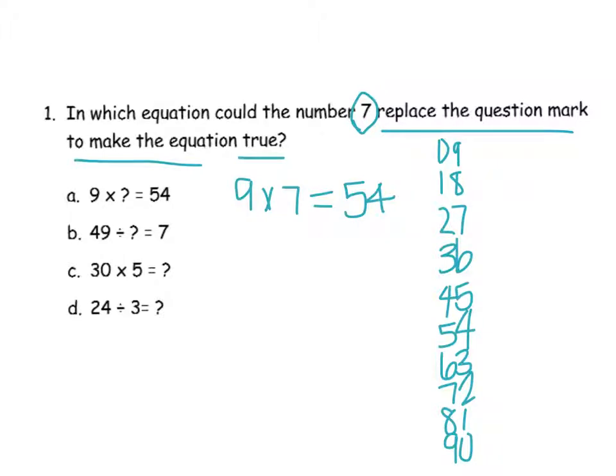So now we need to count by 9 7 times. 1, 2, 3, 4, 5, 6, 7. 7 times would be 63. So 9 times 7 is not 54. It is 63. Next we have 49 divided by 7 equals 7.